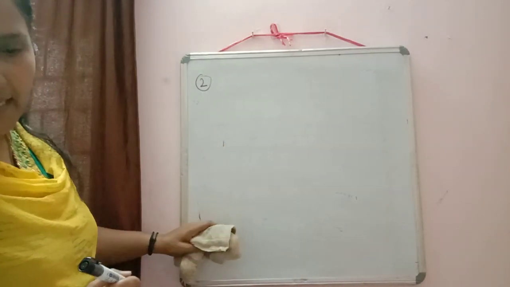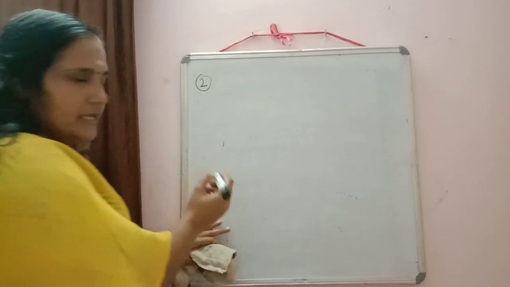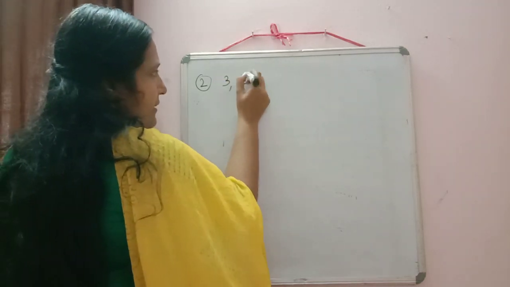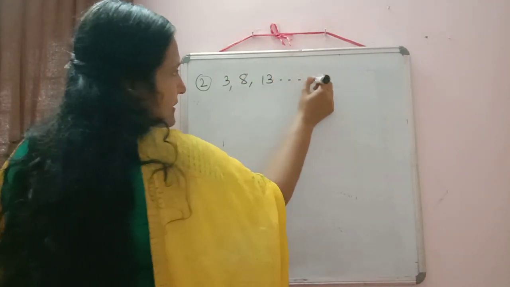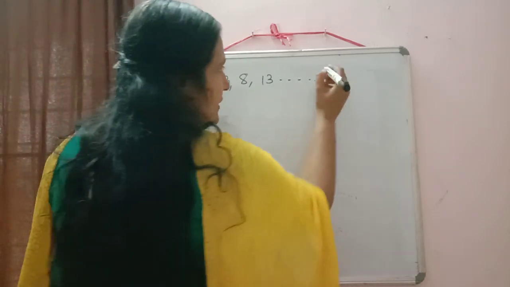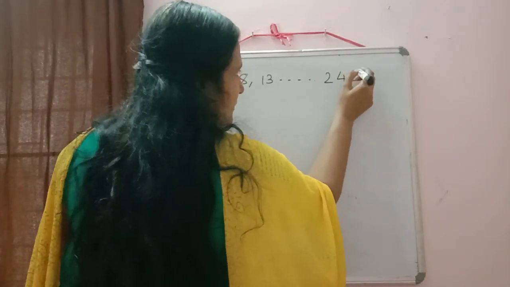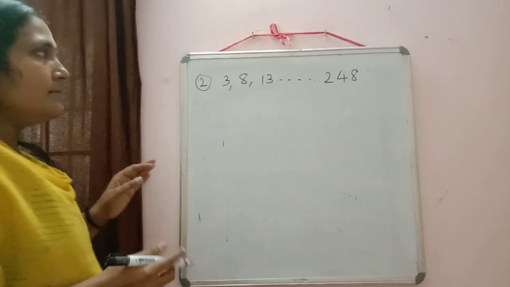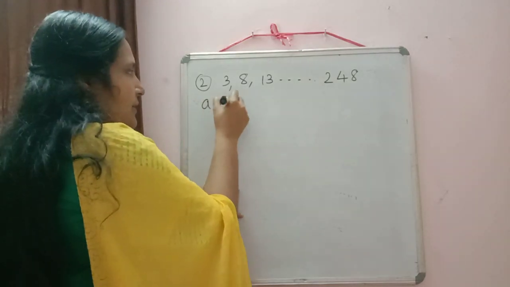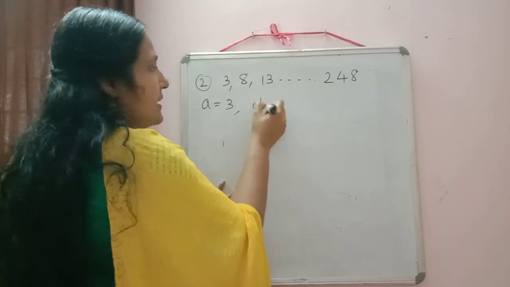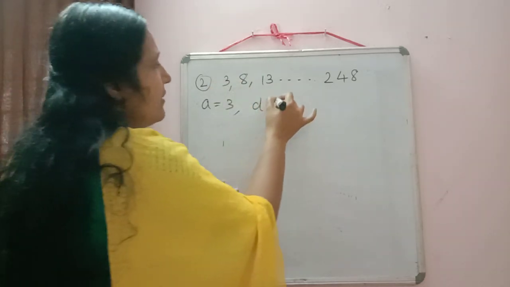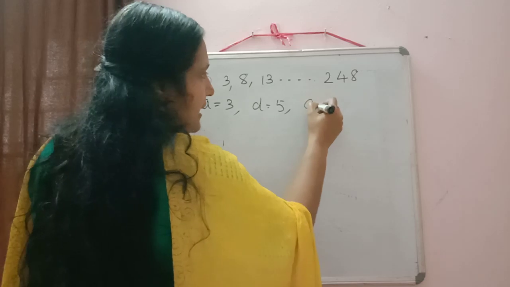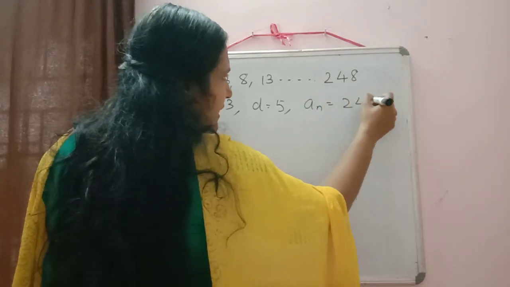Write down question number 2. Question number 2 is again: find the middle term of the AP 3, 8, 13, and so on up to 248. So again, to calculate the middle term, first what we want? Total how many terms are there? a is equal to 3, d is equal to 8 minus 3, that is 5, and we have an is equal to 248.